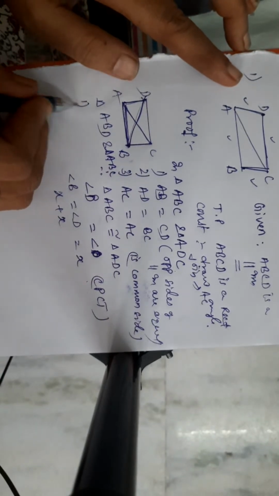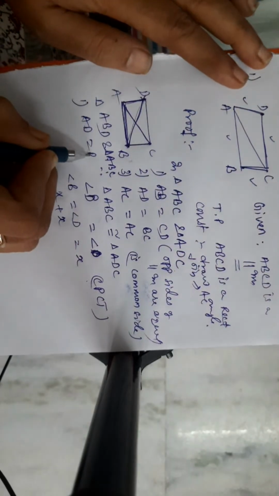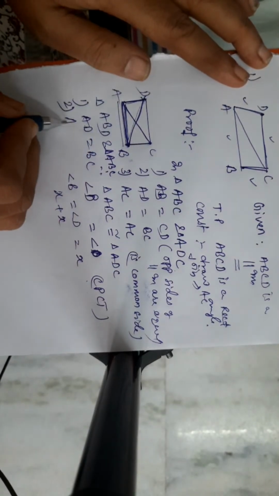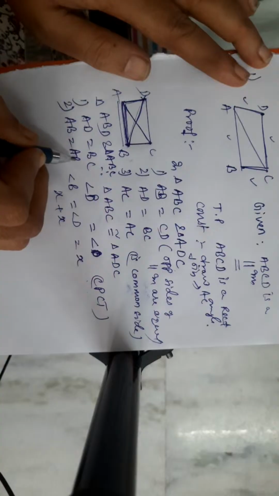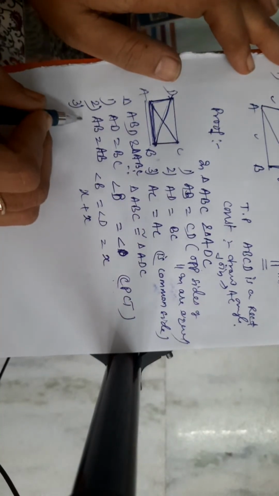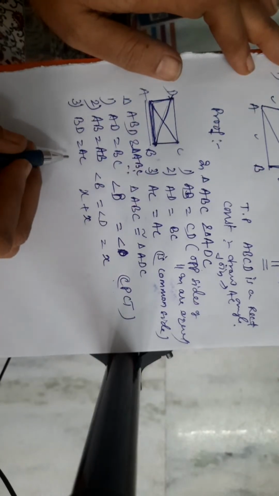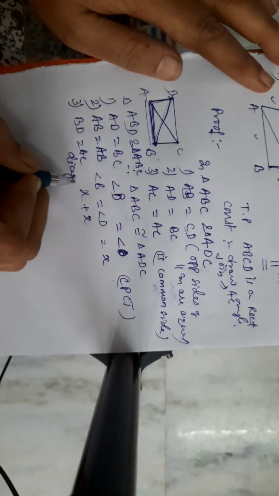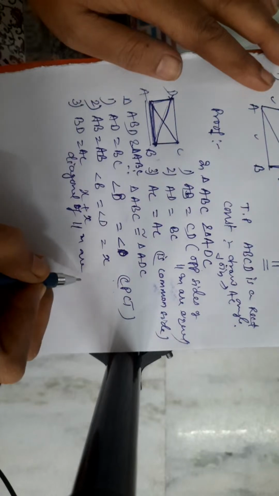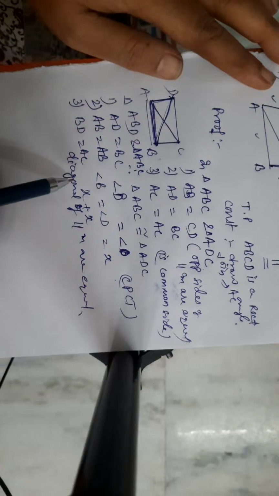First point, AD will be equal to BC. Second point, AB is common in them. AB is equal to AB, common side. And third point, BD is equal to AC. The diagonals of a parallelogram are equal. So in this way also we can make the triangles congruent. So this is the better way compared to this.